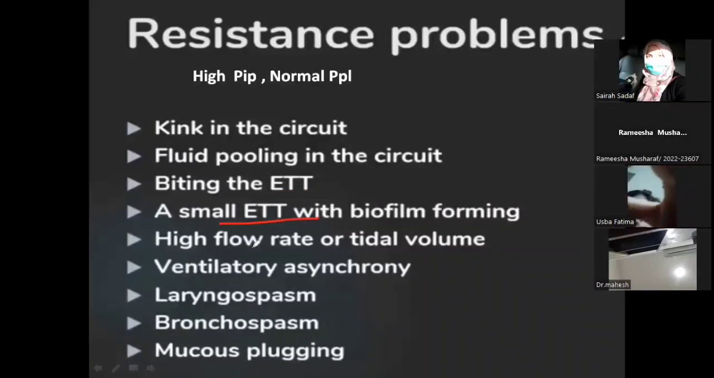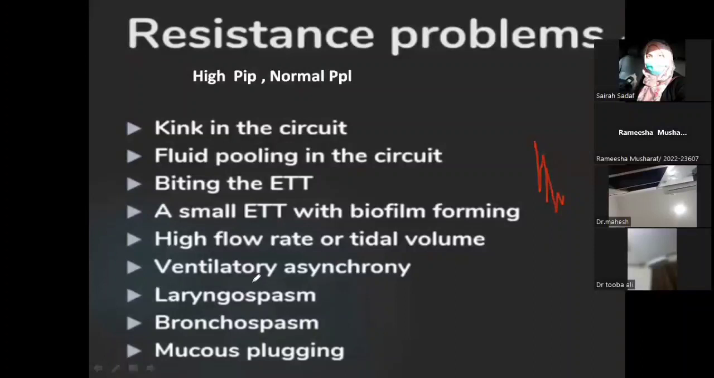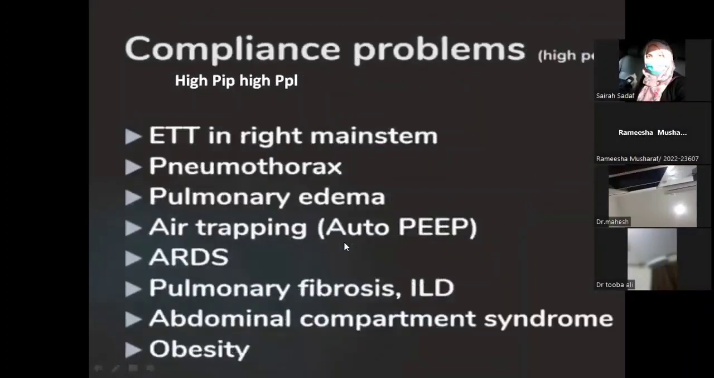A small diameter tube and a larger tidal volume, laryngospasm, bronchospasm, mucus plugging. Now, these are the ones relating to the compliance problems. When there is a high peak, high PIP, and high plateau, both are raised.